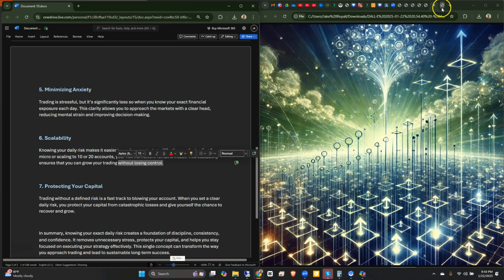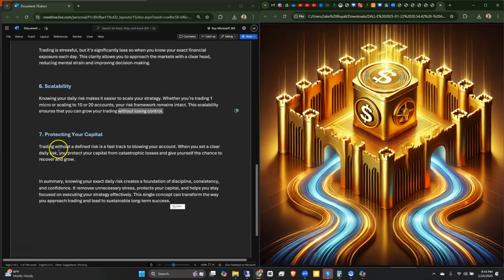Number 7, preserving your capital. Trading without a defined risk is a fast track to blowing your account. When you set a clear daily risk, you protect your capital from catastrophic losses. That's it right there. And you give yourself the chance to recover and grow. Give myself the chance to recover and grow, even if that recovery takes 5 days, even if that recovery takes 10 trading days. At least I give myself the chance.